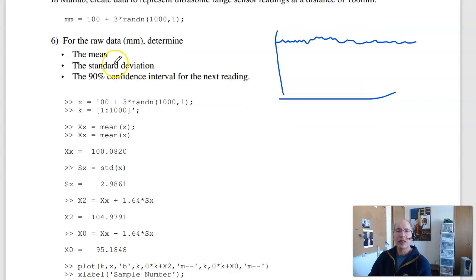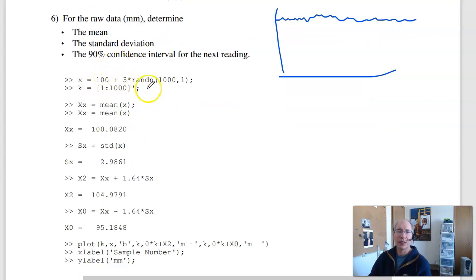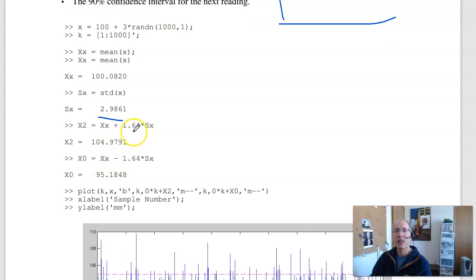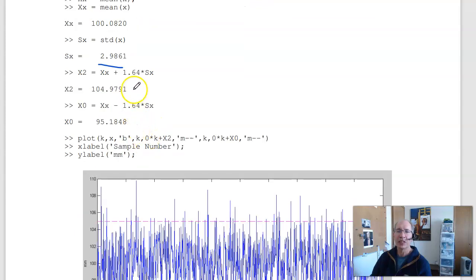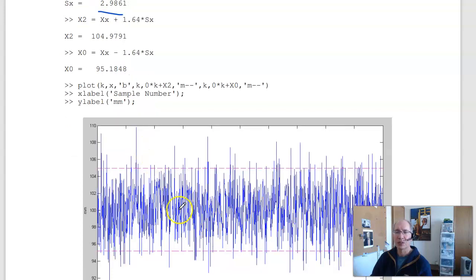If I take that data, create it in MATLAB, find the mean, find the standard deviation. Again, the mean's 100, standard deviation is 3. No surprise. The 90% confidence interval would be when I go from the mean plus or minus 1.64 standard deviations. 90% of the time, I'll get a reading between 104.9 and 95.1. So that's what my raw data looks like.